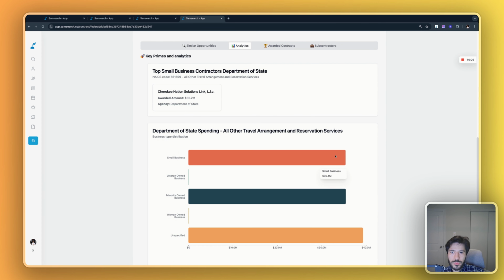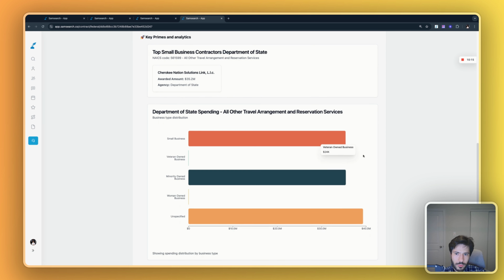So make sure you're doing your market research as a first step, before we even talk about sources sought, before we even talk about bids, before we even talk about breaking things down. This should be the first step in your market research: seeing the spending by NAICS code for that specific department you are looking into. I hope this was helpful.